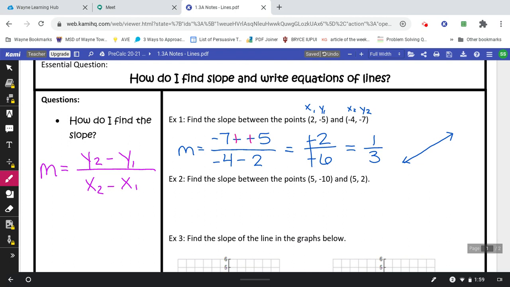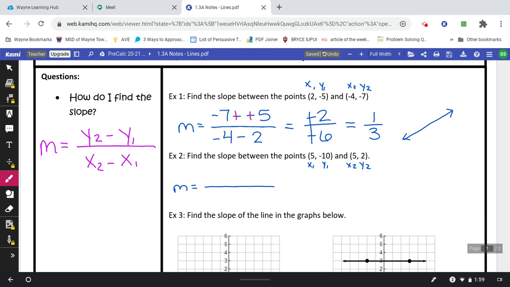For problem number 2, same thing: x1, y1, x2, y2. I'll give you a moment, see if you can set up the equation and start simplifying some things out. Then something strange happens at the end of this that we'll talk about.